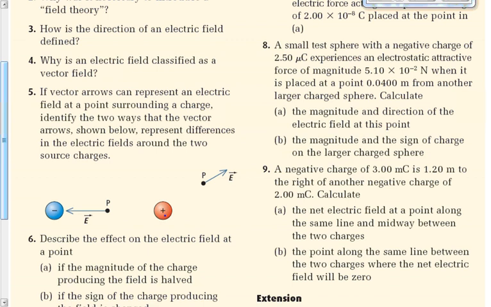Yep, Max? Yes, yeah. When we represent a vector, we try to represent the vector by an arrow that is proportional to the length of the arrow, proportional to the strength of the vector, right? Since this one is longer than this one, then the strength of this field is stronger than the strength of this field. Okay, does that make sense?